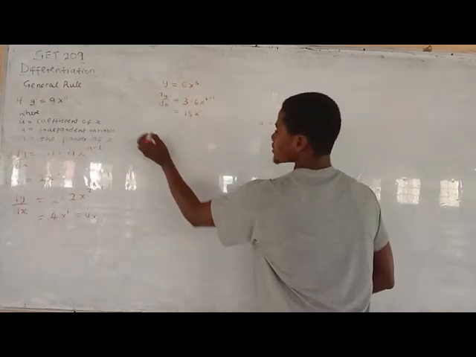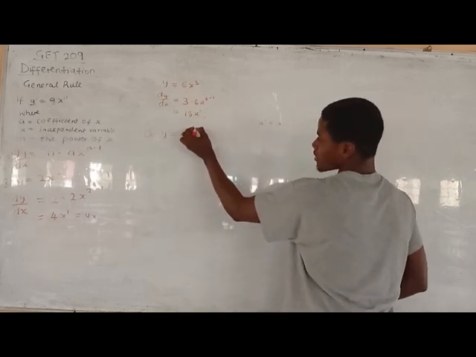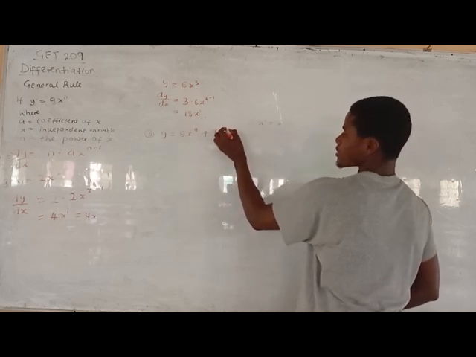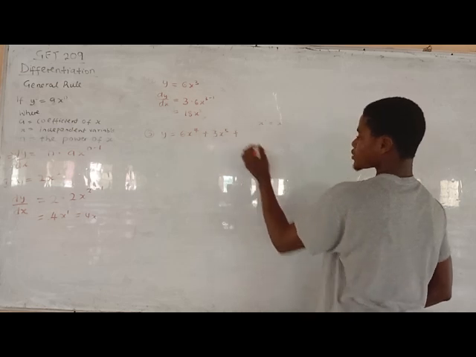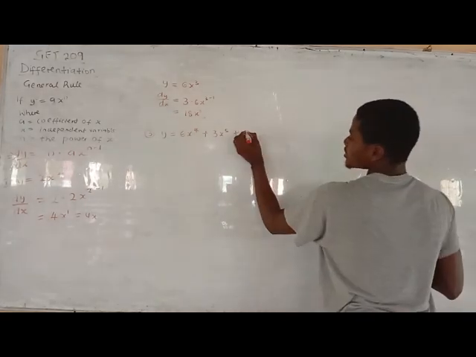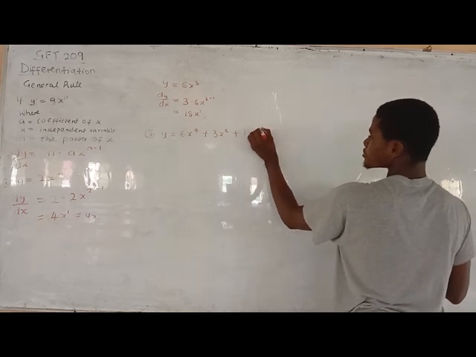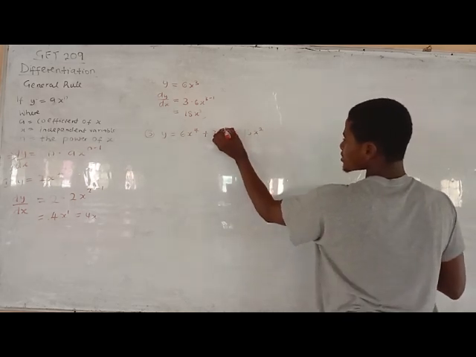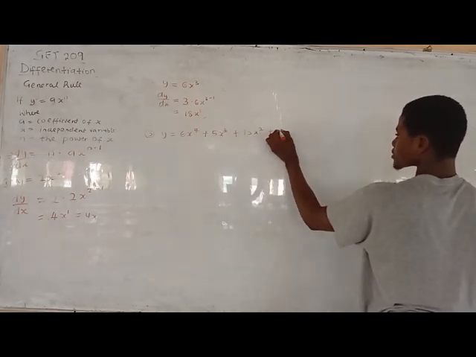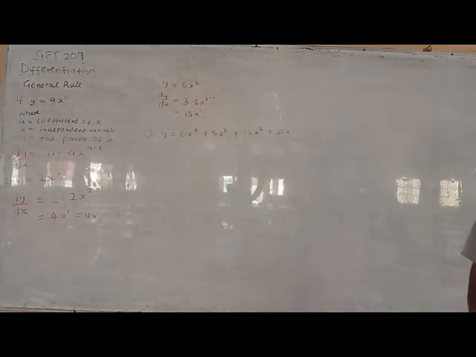So in number 3, they now say y equals 6x raised to power 4 plus 3x raised to power 5 plus 13x raised to power 2. Sorry, this is raised to power 3, whereas this is 5. Then plus 20x. And you say, you should solve.